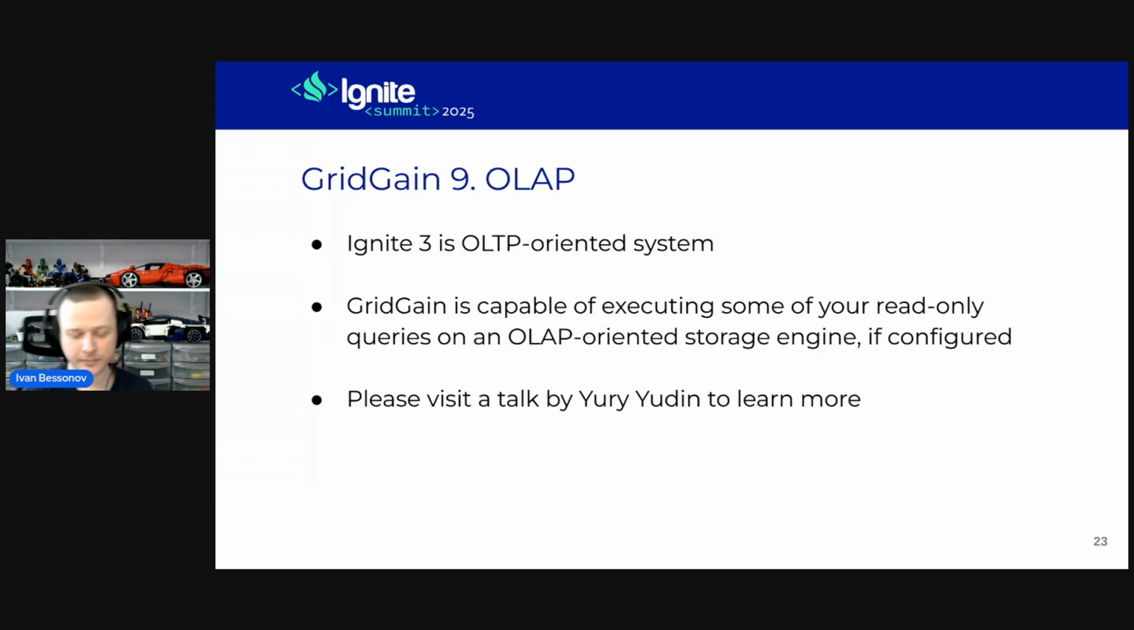In GridGain 9, there's another mode for reading data. Ignite 3 is an OLTP-oriented system, but some queries are analytical queries, and they don't really work too well on OLTP systems. So GridGain 9 gives you the capability of using optimized storage engines for analytical queries specifically. If you configure that, and I invite you to visit the talk by Yury Yudin, my colleague, about this exact topic.